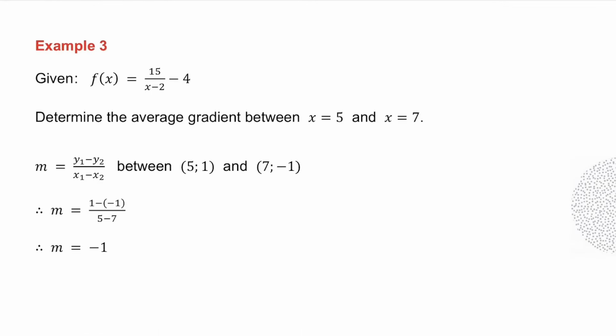Okay, so when x is 5, I get a y value of 1. When x is 7, I get a y value of minus 1. I use the equation of the gradient, substitute the 2 coordinates in, and I get a gradient of minus 1.